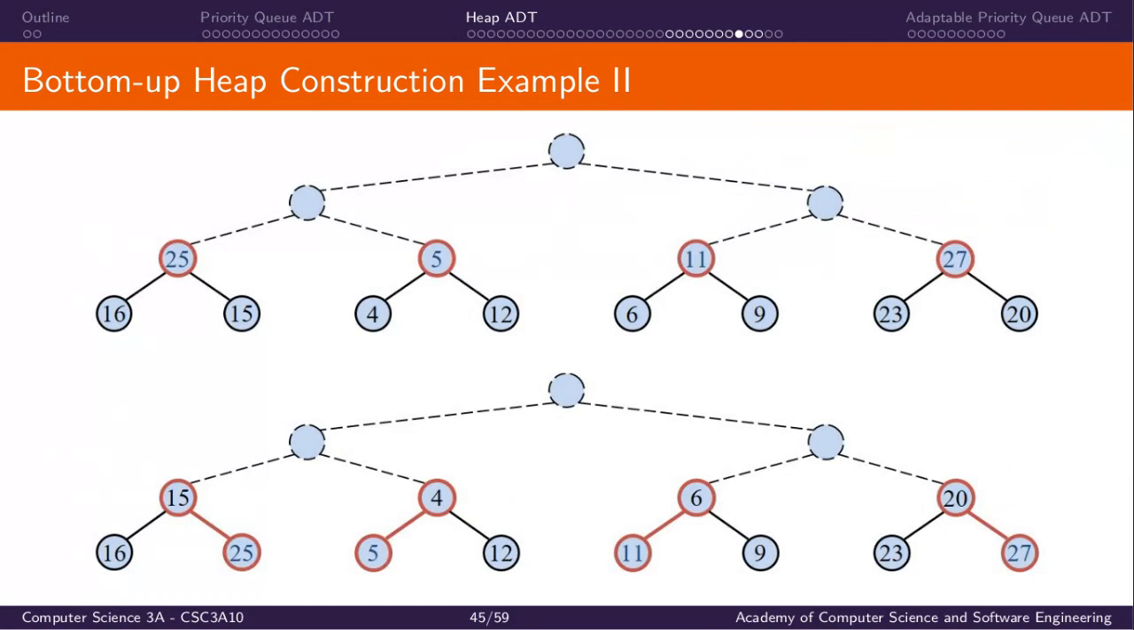Okay, so here's what we had initially, and for each of those, we do the correct down heap by swapping the key of the parent with that of the smallest child. 25 gets swapped with 15, 5 gets swapped with 4, 11 gets swapped with 6, and 27 with 20. We now have 4 valid heaps. We'll then take the next 2 elements that were in our sequence and use those to now combine these 2 heaps.